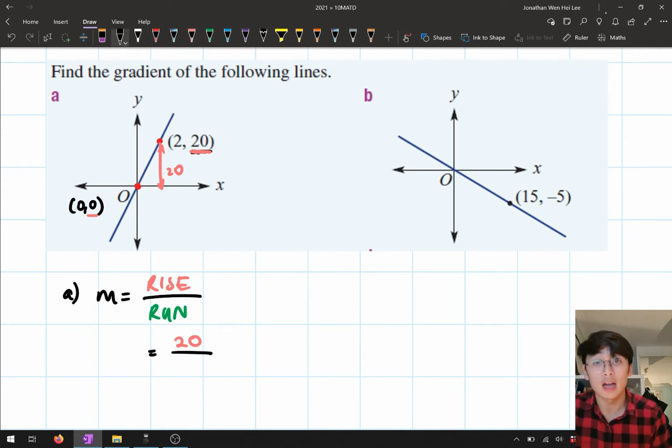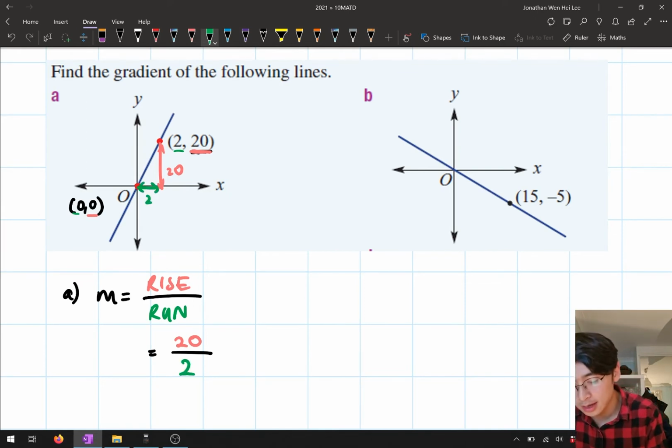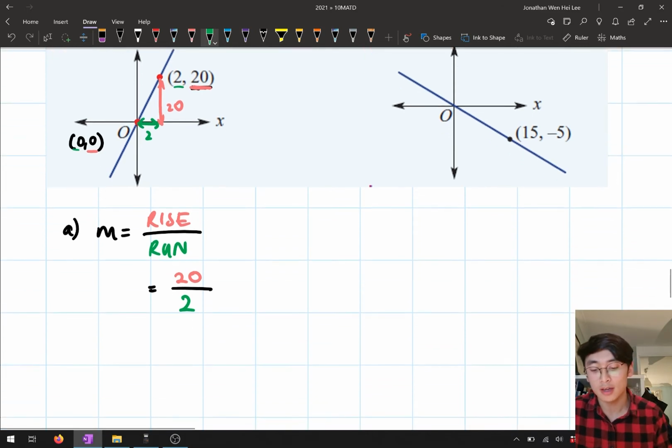Over. Now that I've done my rise, I'm going to do the exact same thing with my run. To get from 0 to 2, how many units do I need? So I'm looking at 0 and 2 because those are my x coordinates. Those are my horizontal units. And so here, to get from 0 to 2, that's only 2 units. Okay, and so we've figured out that our gradient is just found by 20 over 2.